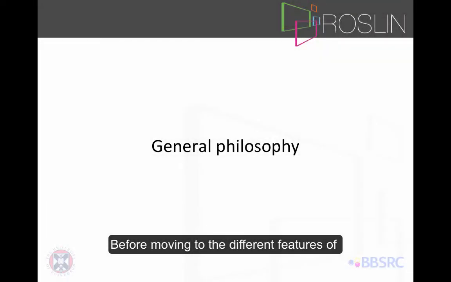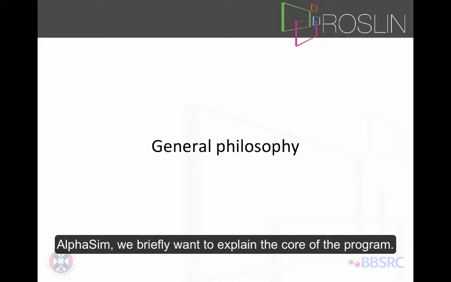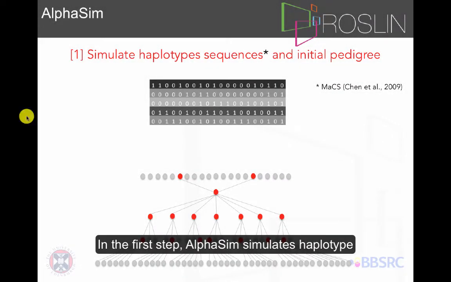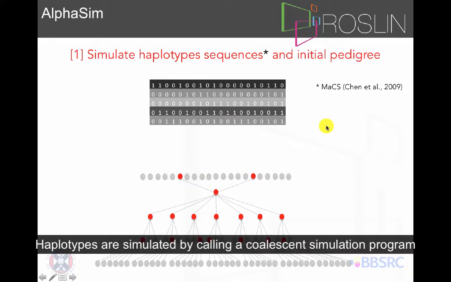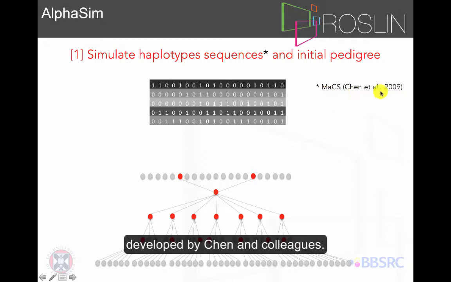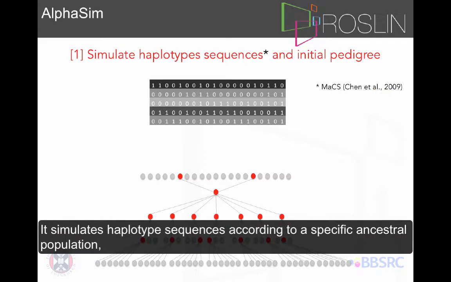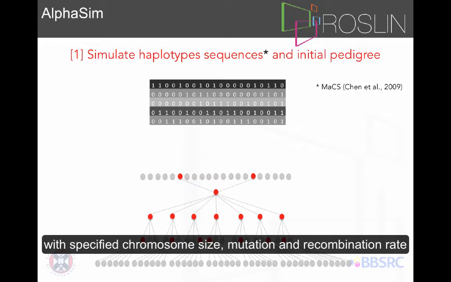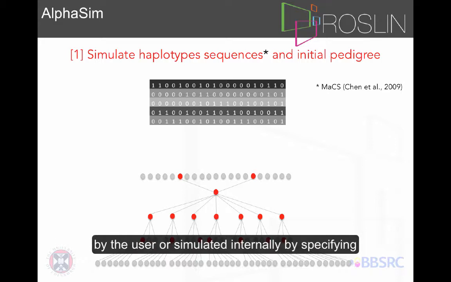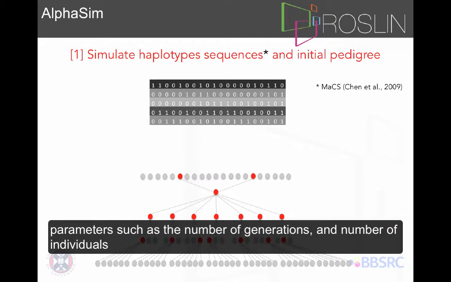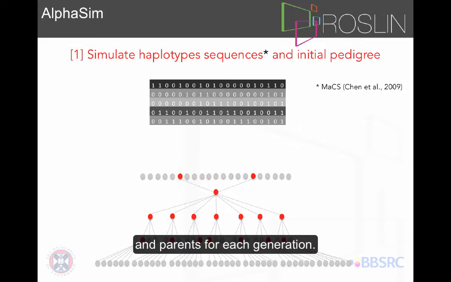Before moving to the different features of AlphaSim, we briefly want to explain the core of the program. In the first step, AlphaSim simulates haplotype sequences and the initial pedigree. Haplotypes are simulated by calling a coalescent simulator, MaCS, developed by Chen and colleagues. It simulates haplotype sequences according to a specific ancestral population with specified chromosome size, mutation, recombination rate, and effective population size. The pedigree can be provided by the user or simulated internally by specifying parameters such as the number of generations and the number of individuals and parents for each generation.